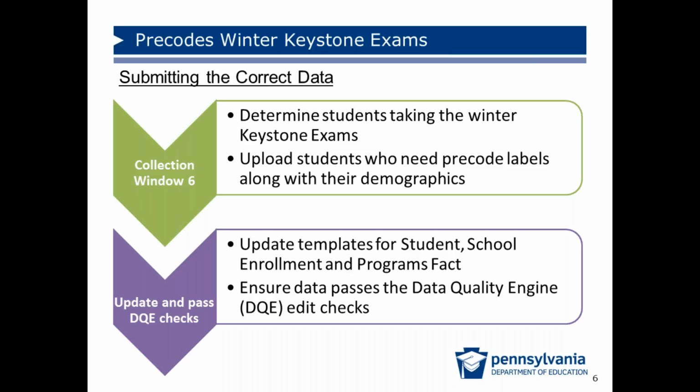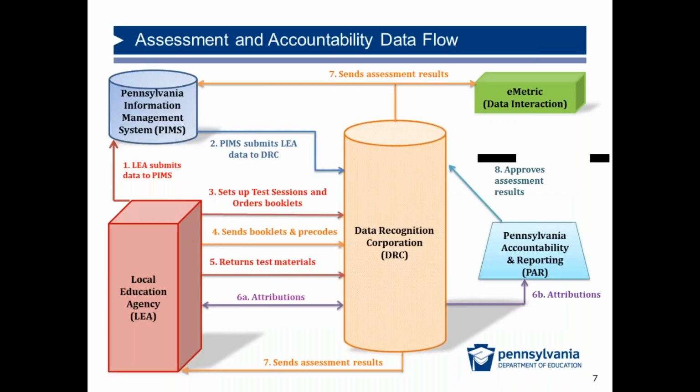Next, there are 3 templates that will need to be updated and uploaded in Collection Window 6 for the internal snapshot. The Collection Window 6 is open all year, so LEAs have the flexibility to upload data as often as they like and keep it up to date. For the PSSA and Keystone exams, LEAs will use Collection Window 6 for Precode and accountability internal snapshots. The 3 templates that we're using are student, programs fact, and school enrollment. So please start early and make sure that your data passes the DQE checks by the deadline.